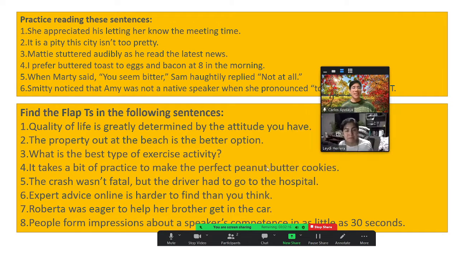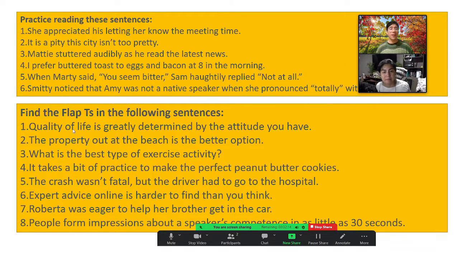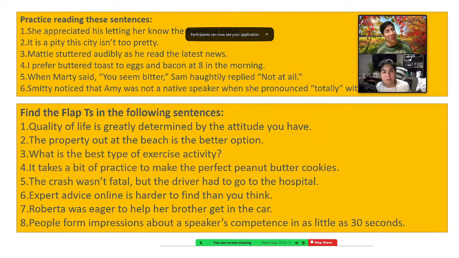Cool. The second part. Find the flat T's in the following sentence. Please read sentence number 1 and I will tell you if you sound like a native. Quality of life is really determined by the attitude. Determined by the attitude you have. Amazing. So quality of life is greatly.